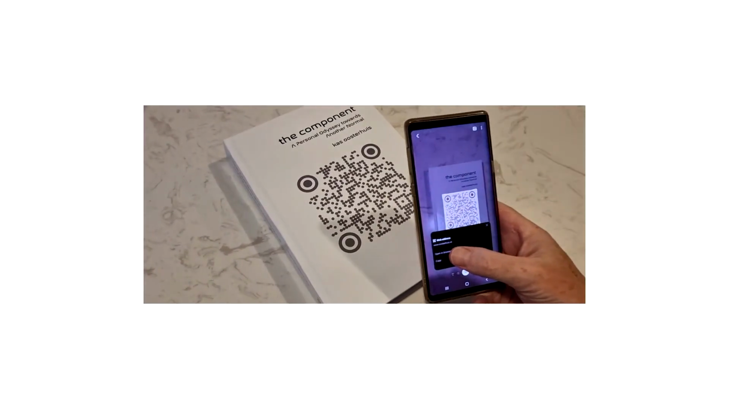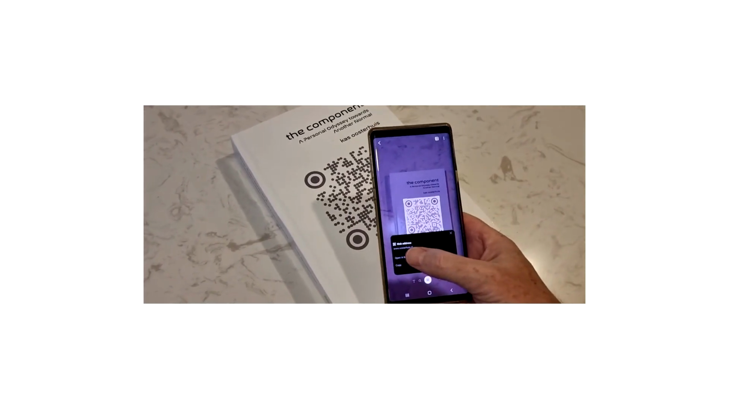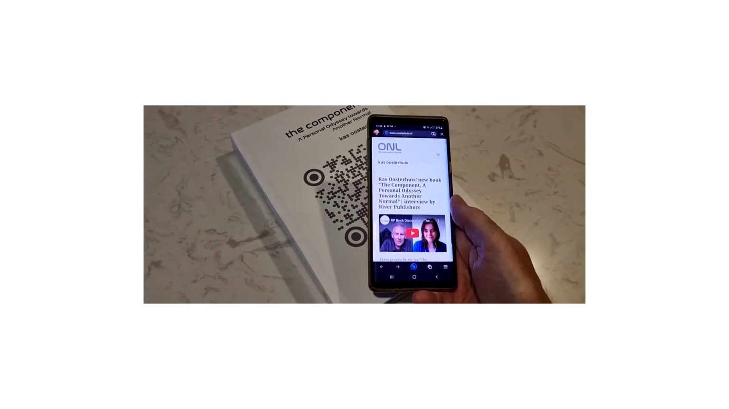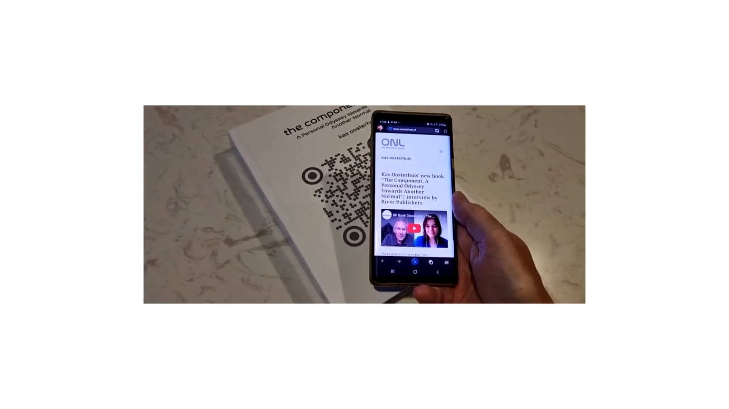So this is the book. The book is full of QR codes. I don't have illustrations, but only QR codes, 800 plus QR codes. They lead to interviews, videos, images, a lot of other interesting stuff. And it also leads to this page of the website.